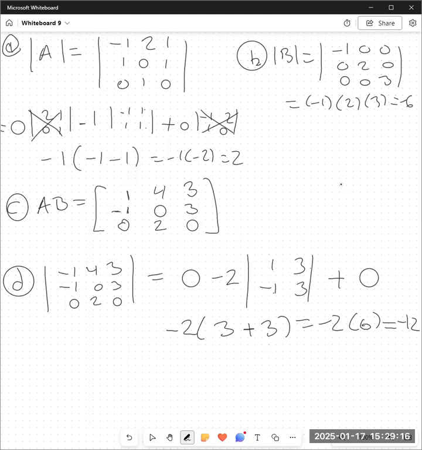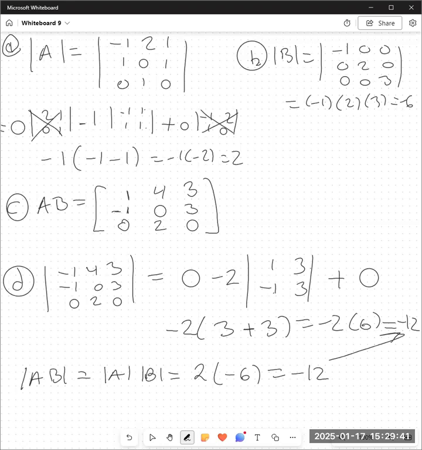And we just want to show that the determinant of AB is the determinant of A times the determinant of B. So let's see, we had a determinant of 2 and a determinant of -6, which is -12, and these two match.